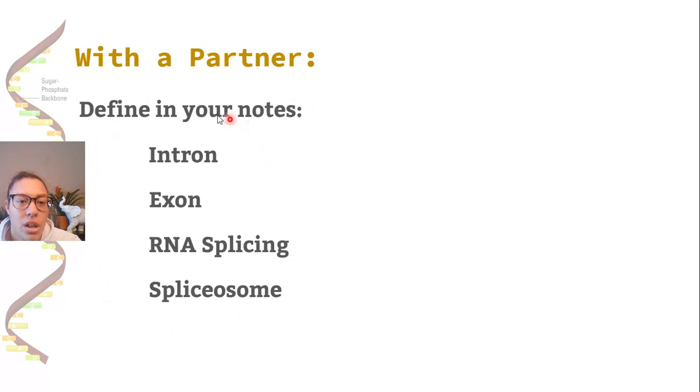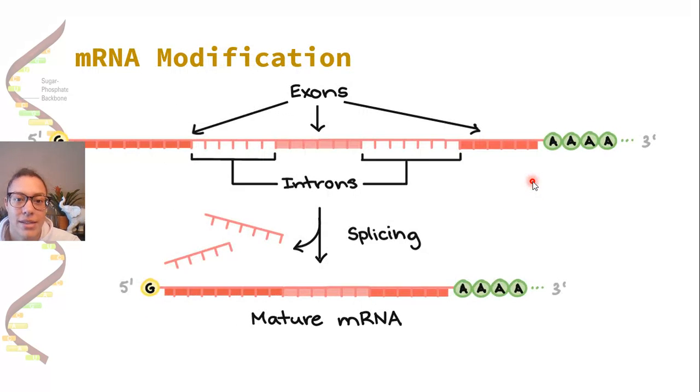There's some additional terms that I'm going to talk about next, which have some easy definitions to them. Introns are actually going to be taken out. They're the non-coding genetic material. Exons are the coding genetic material of our messenger RNA. RNA splicing is that process of kicking out the introns and gluing together the exons, and that occurs at the molecule known as a spliceosome.